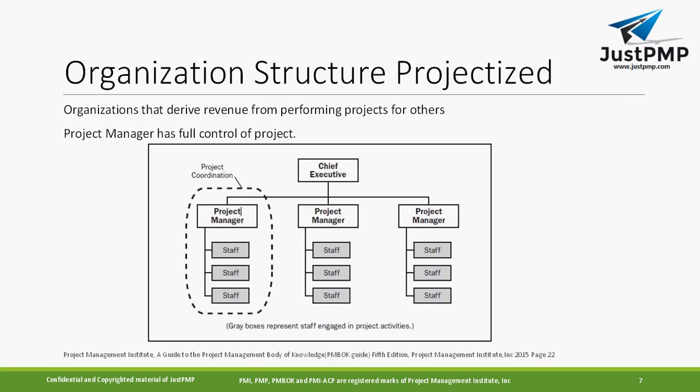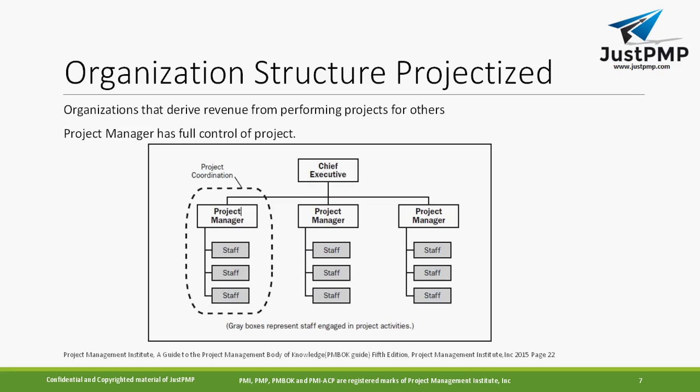The next organization structure is the projectized. A projectized organization derives revenue from performing projects for others. Mostly IT organizations perform projects for a client. So they are more projectized organizations, and the project manager has full control of the project. You can have project one, and the project manager is responsible for delivering his project XYZ for a client, and then you have a different project manager. So the project manager has very high control over the project team.